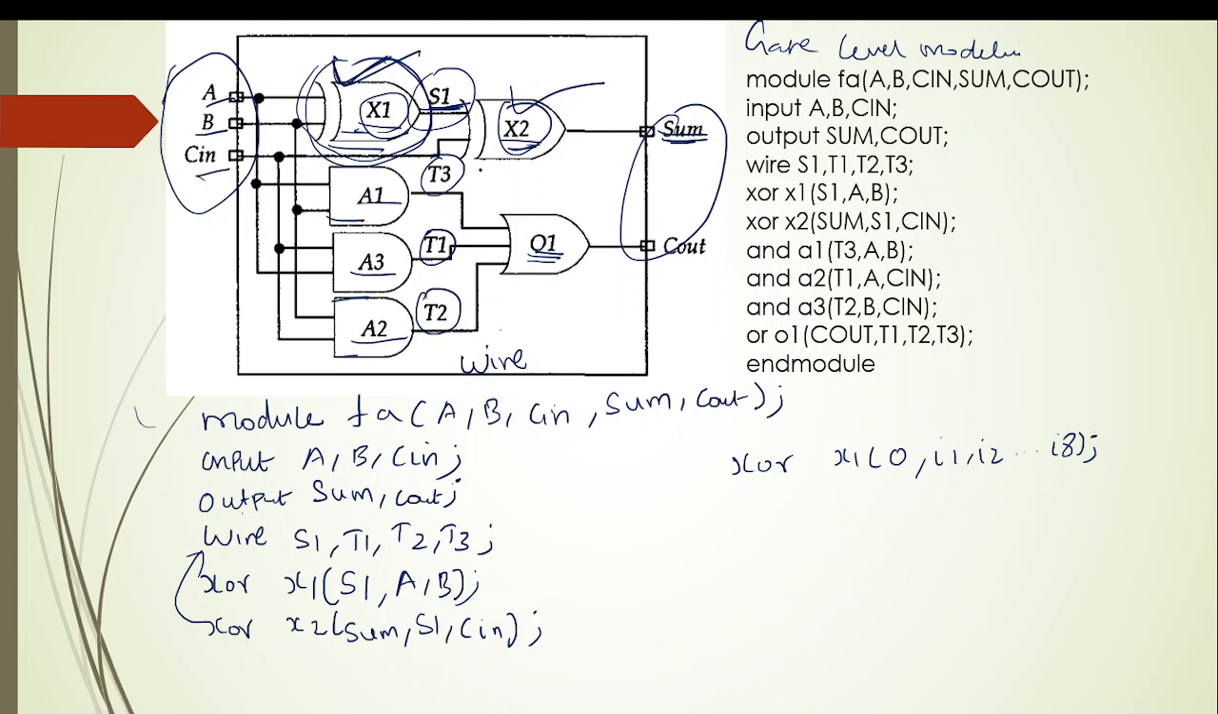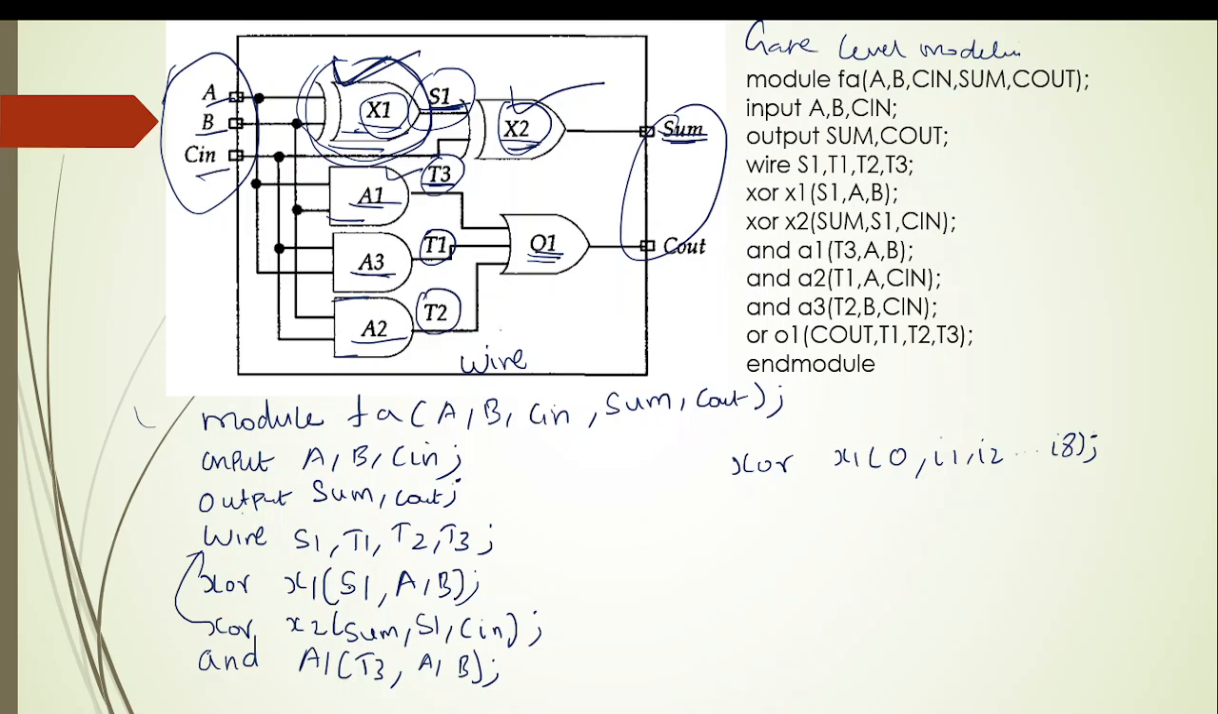I have written this, next I need to write for A1. So it is an AND gate. A1 is an AND gate, so I'll use and. Always use lowercase because all the keywords must be in lowercase. A1 is a name. What is the output of A1? It is T3. So write T3. What are the inputs to this A1? We have A and B. So A is one input and B is another input. Close the bracket, semicolon.